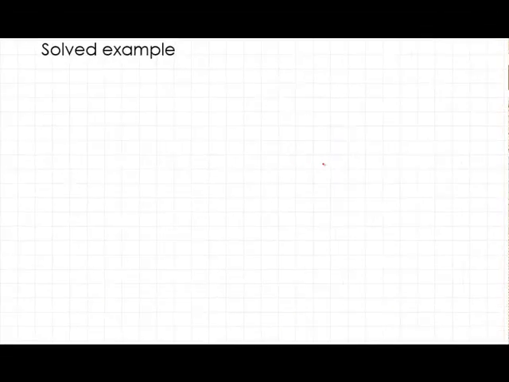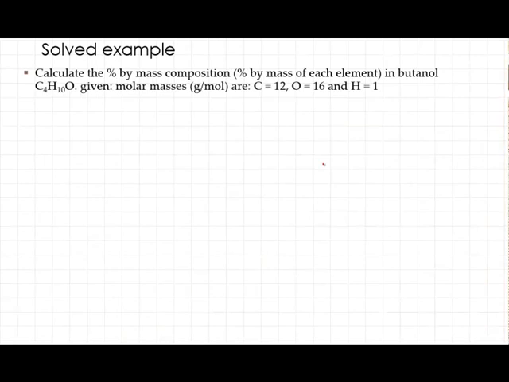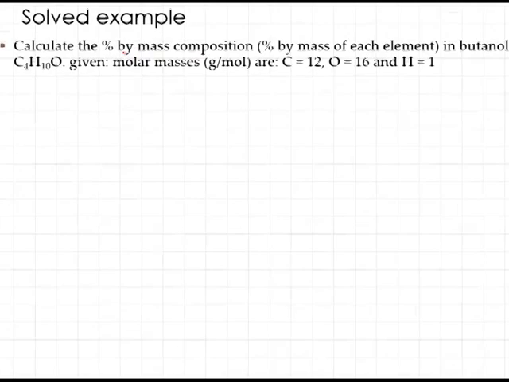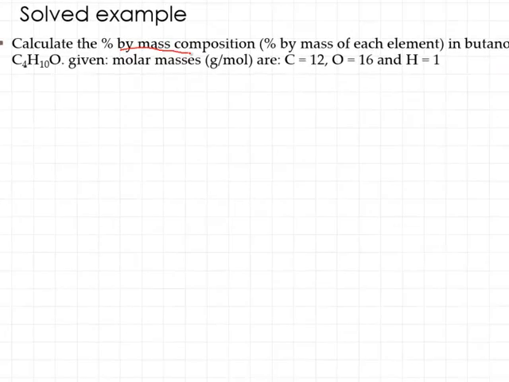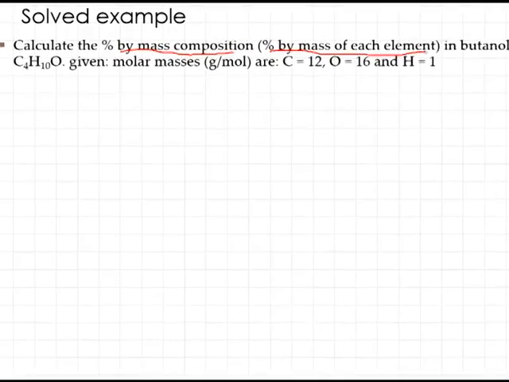Then we will start with this example. In this example, calculate the percent by mass composition of the... كلمة percent by mass بدنا نركز عليها، هذه كتير بتمر معنا بالأسئلة. Percent by mass composition يعني the percent by mass of each element.